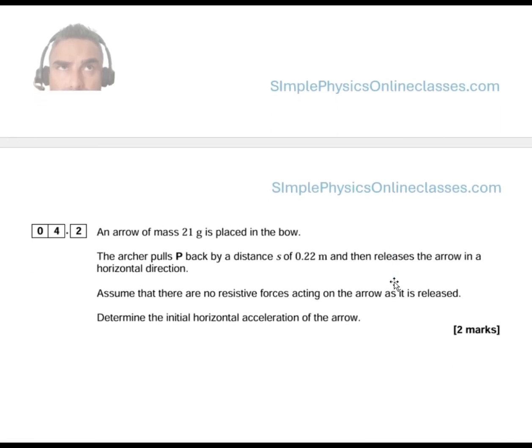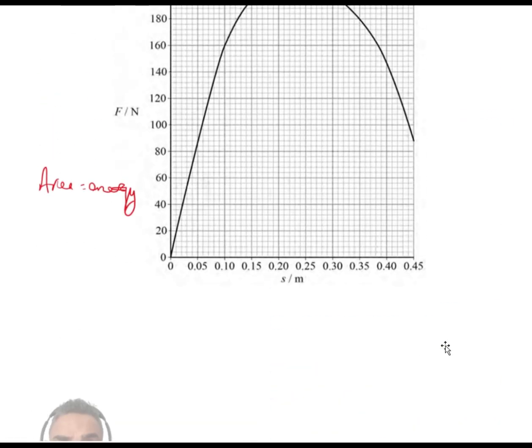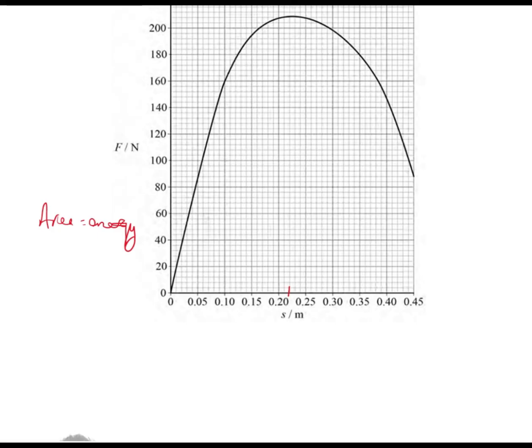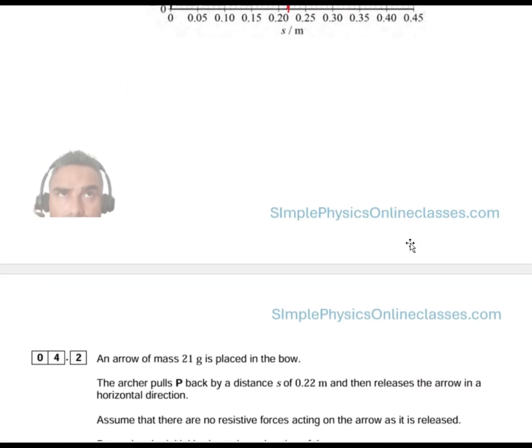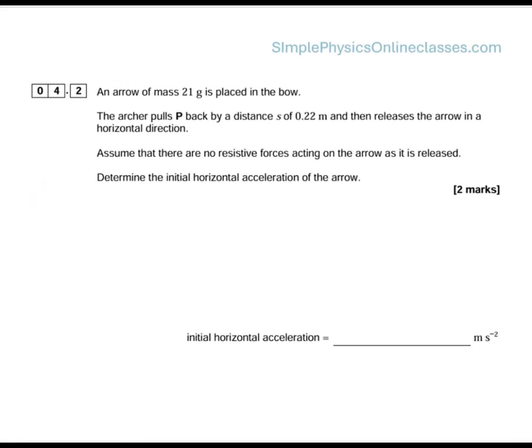So an arrow of mass 21 grams is placed in the bow. The archer pulls P back by a distance of S equals 0.22. So that is there. If I just go up, that is there, go across. So that's 2.4, that's 208. Okay, so we know F is 208.